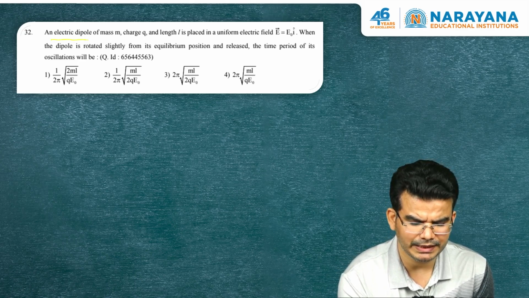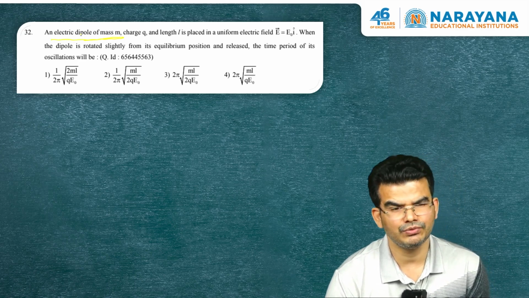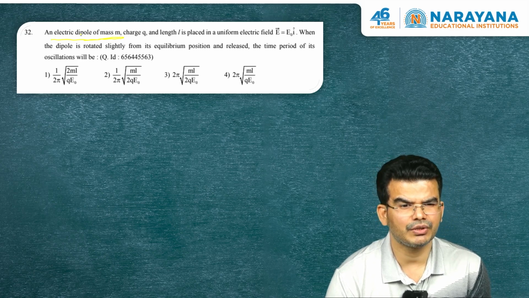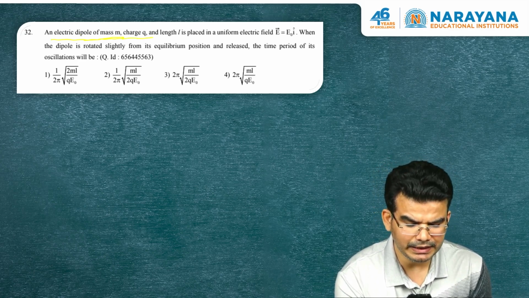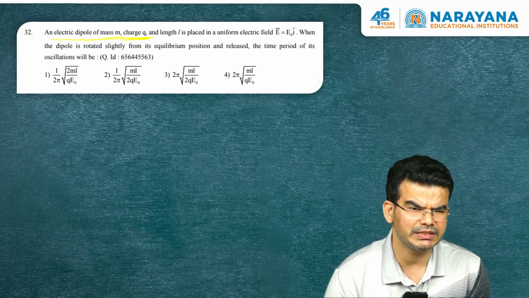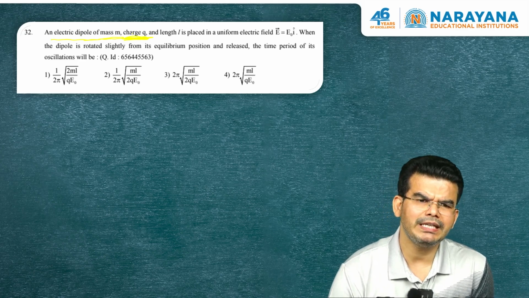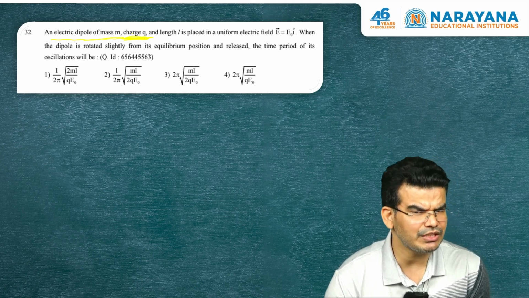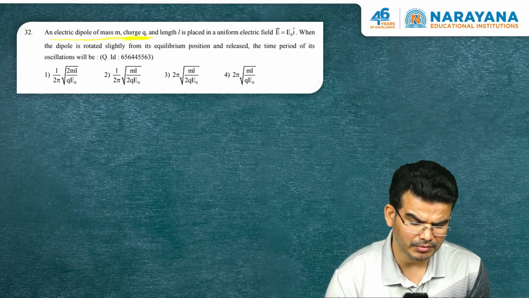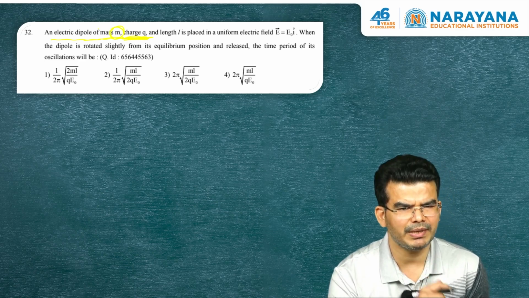First of all, they are saying electric dipole of mass m. Now, dipole has two charges. So, this is mass of which charge? But it is very clear from the next words, charge q. You know, dipole has net charge 0. But if the examiner is telling that dipole has charge q, it means it is giving the charge of only one particle. So, from that we will understand that this mass m is also the mass of only one particle.